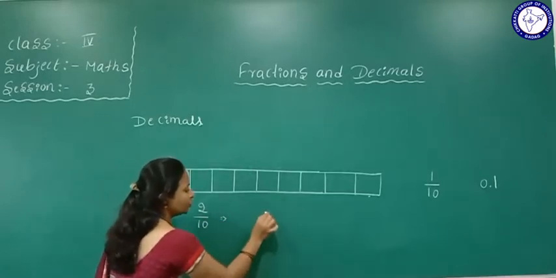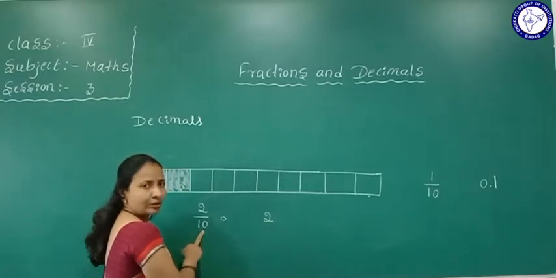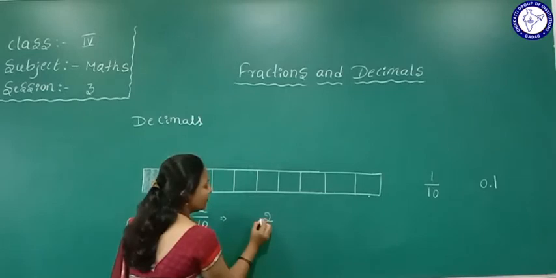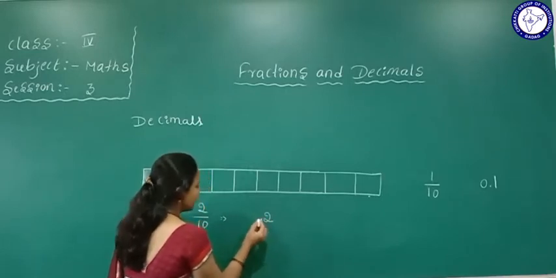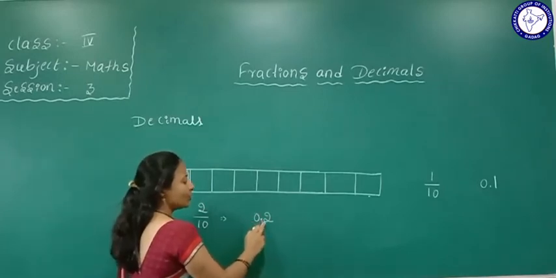Yes, so how to write this one? First we write the numerator. Then see the zeros, how many are there? Only one 0 is there. So give a decimal point. Okay, so next write 0. So we call this one 0.2.